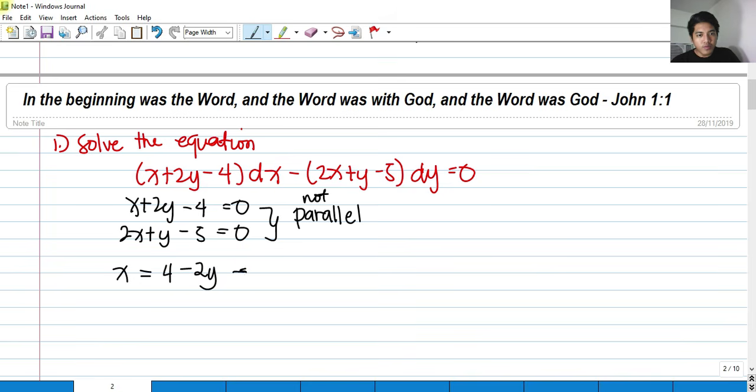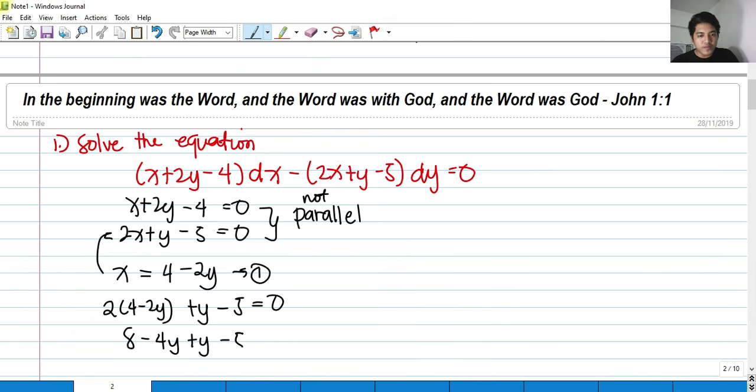From equation 1, we substitute this into equation 2. We have 2 times (4 minus 2y) plus y minus 5 is equal to 0, and then solve for the value of y. We have 8 minus 4y plus y minus 5 equals 0. So 8 minus 5 is 3, and negative 4y plus y is negative 3y, so 3 minus 3y equals 0.